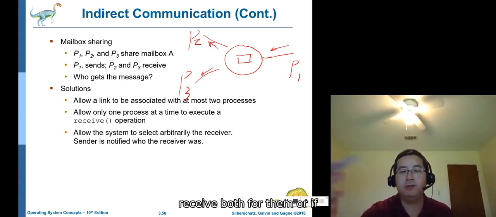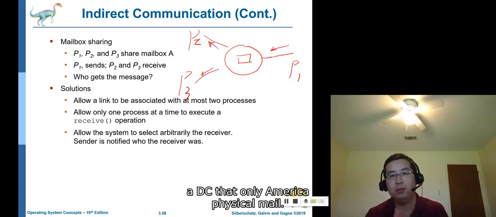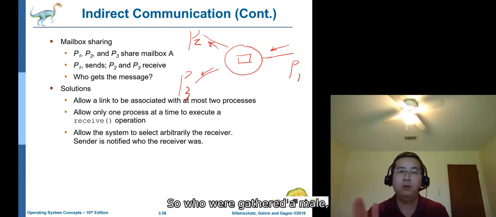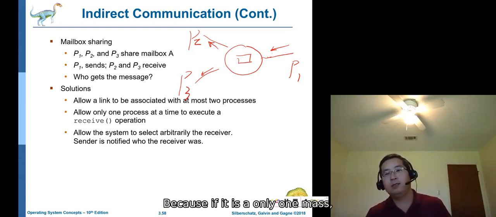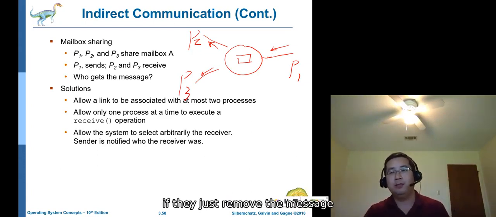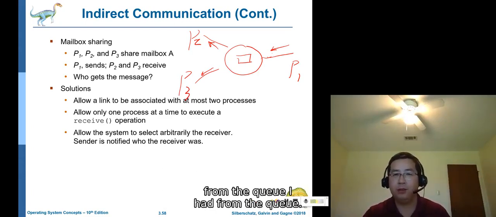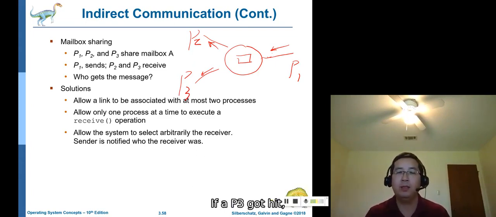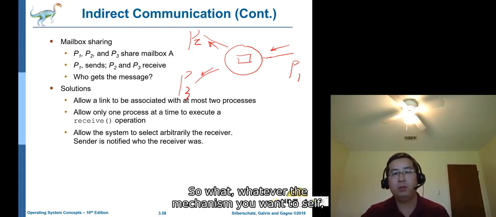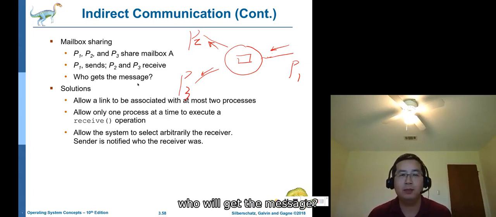Both are receive. For example, if this is only like a physical mail, so who will get the mail? They will compete, okay? Because if there's only one message, if they just remove the message from the queue, right? If P2 gets the message, P3 will get nothing. If P3 gets it, P2 will get nothing. So what mechanism do you want to solve? Who will get the message?